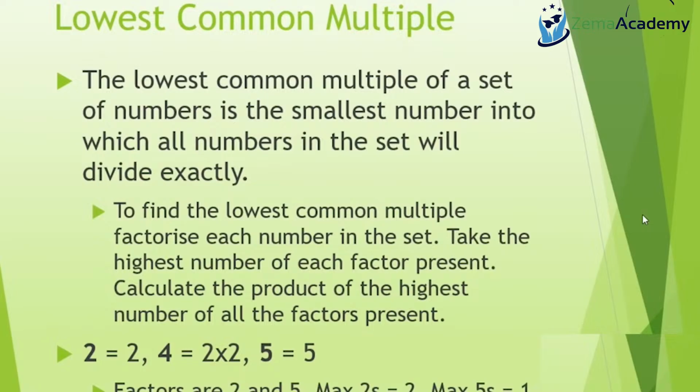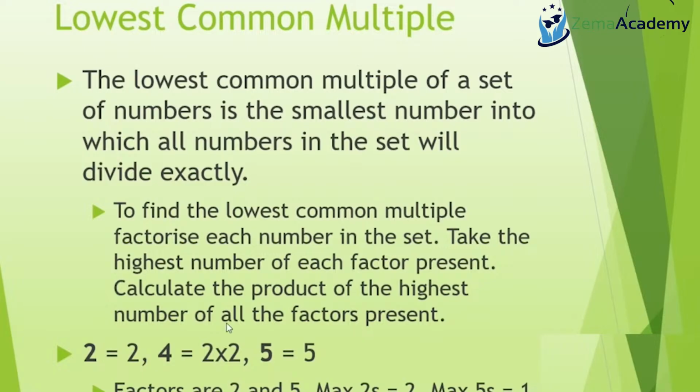The final thing we're going to look at is the lowest common multiple. Again, the lowest common multiple for a set of numbers is the smallest number into which all of them will divide. So this time we're not going smaller, we're going bigger. So to find the lowest common multiple, we have to again factorize each set. We have to take the highest number of each number of factors, and then we work it out using that, and I'll show you here.